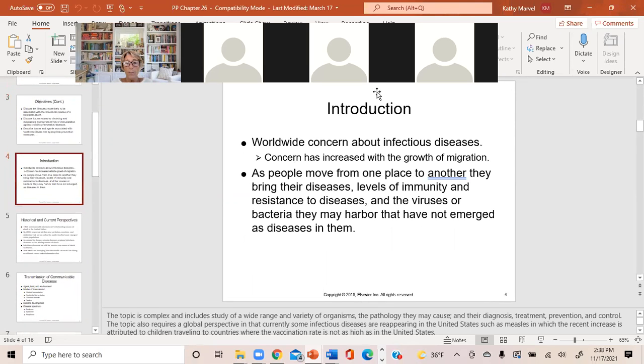Okay, so we know that there's a worldwide concern about infectious diseases, especially since people move from place to place all the time, state to state, town to town, country to country. As people move from one place to another, they bring diseases, right? They bring levels of immunity and resistance to diseases. They bring viruses, they bring bacteria.